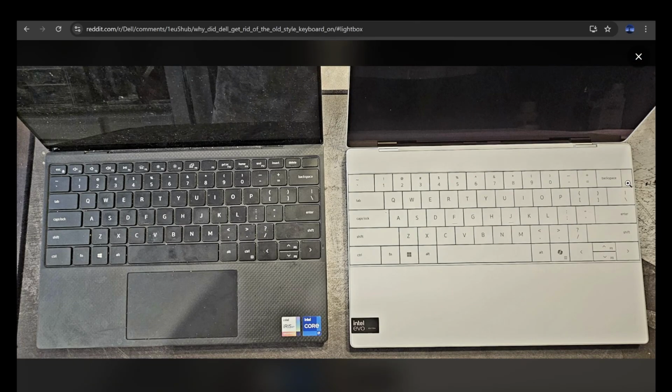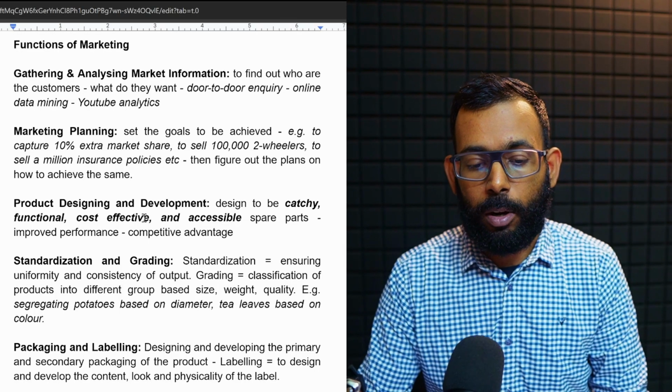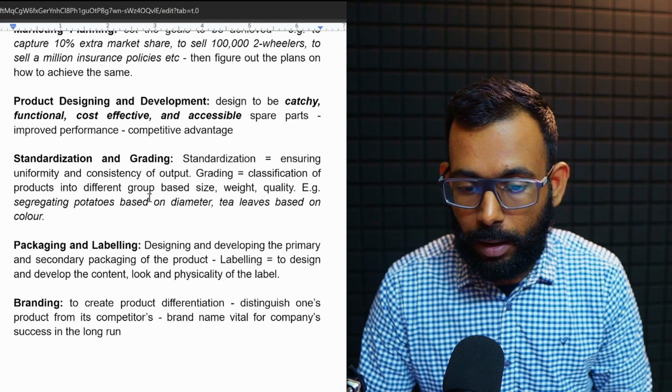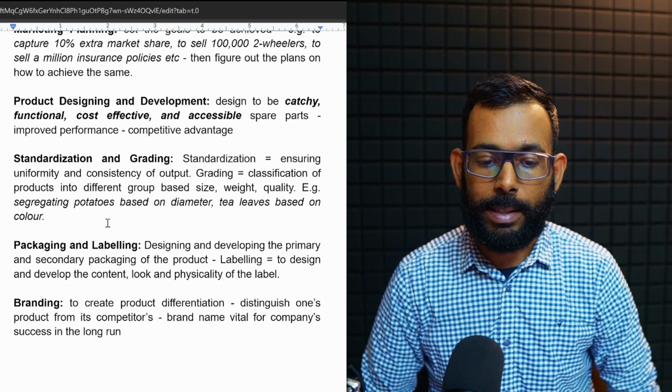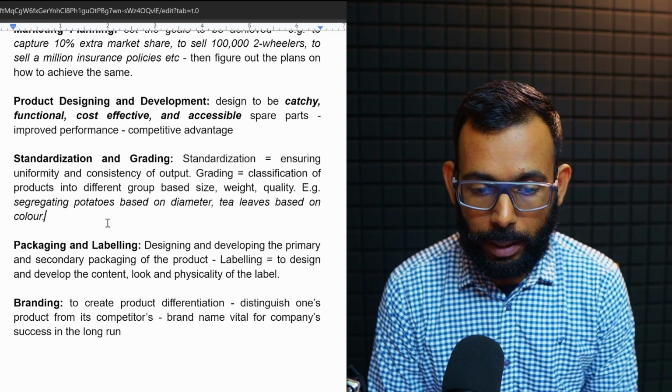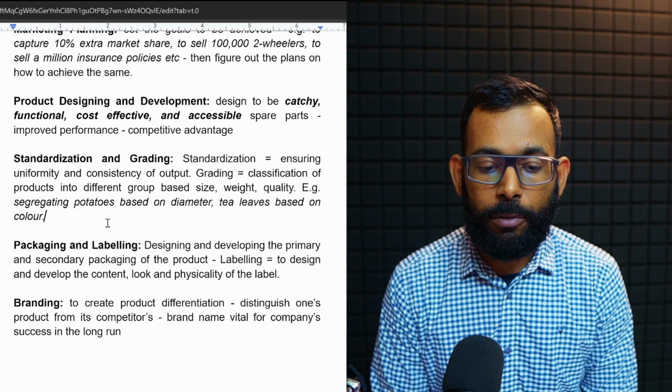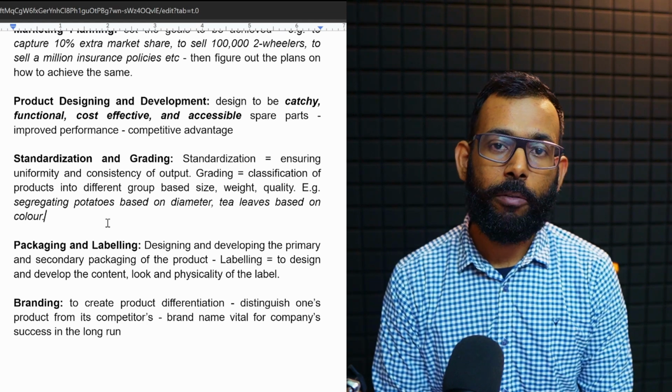Again, this is another example of how a bad design can ruin the experience of a product. So this is the third point, design and development. Now let us go to the next point, standardization and grading. Standardization is ensuring uniformity and consistency of output.